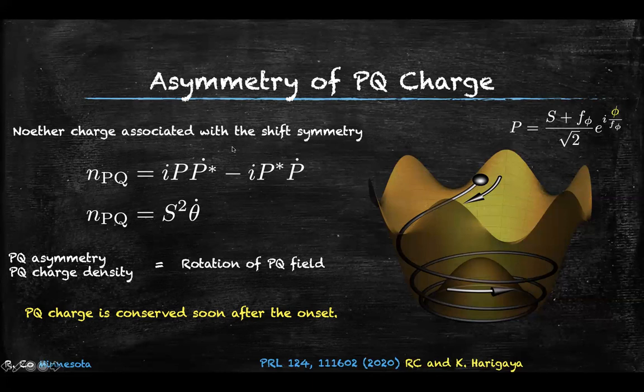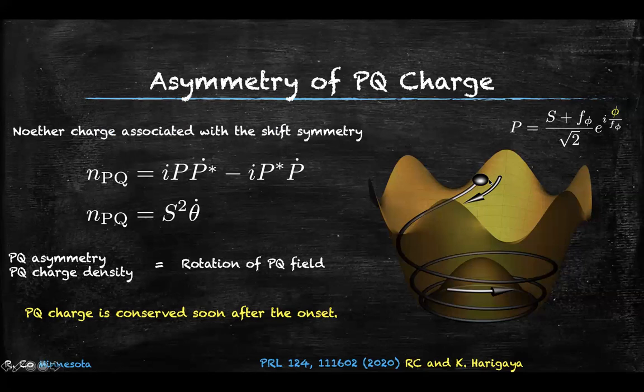So here we have a shift symmetry. The way you compute the Noether charge would be this quantity, P against the complex field. If I write it in this parameterization, then you see that the end result is S squared theta dot. This is exactly what we expected, because S is the radius in this field space, and theta dot is the angular speed, which is omega. So this is r squared omega, and this is nothing but angular momentum.